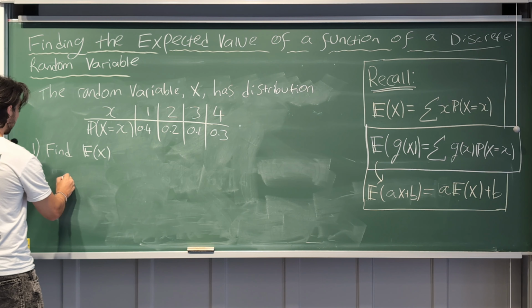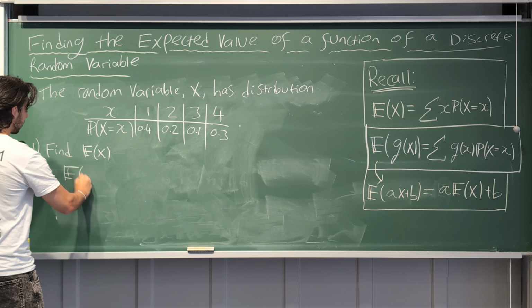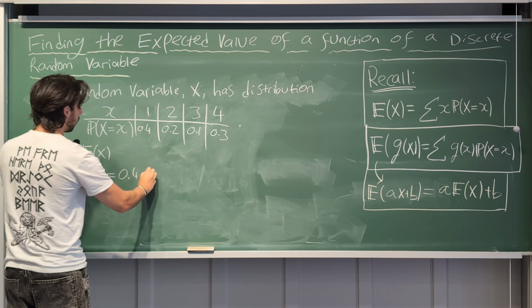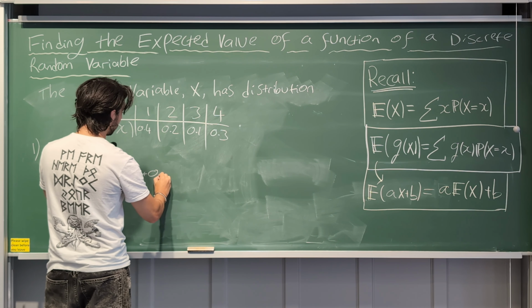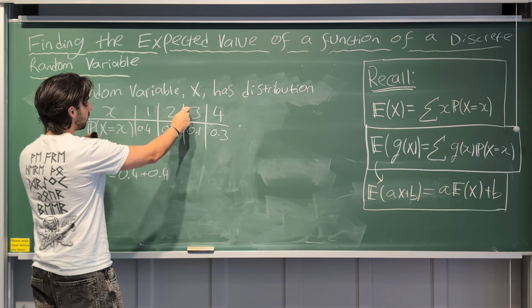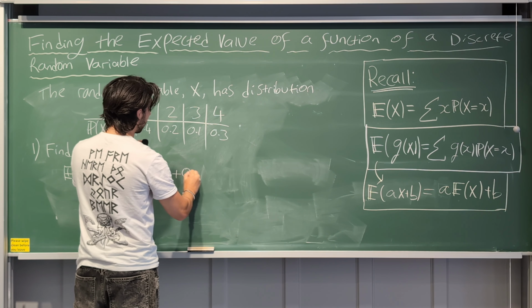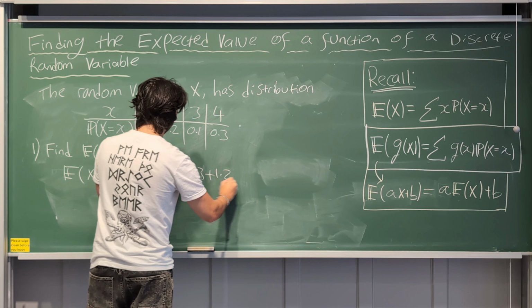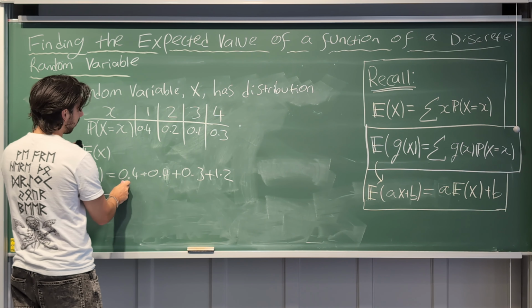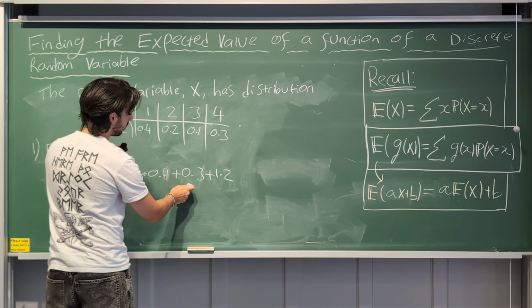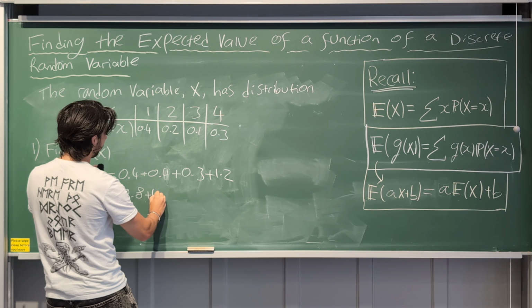So again, the way that we're going to do this is the same as always. So the expected value of x is 1 times 0.4 plus 2 times 0.2, so 0.8, or 0.4, sorry, my mental maths. 3 times 0.1 is 0.3, and then 4 times 0.3 is 1.2. And so this is 0.4 plus 0.4, so that's 0.8, plus 0.3, 1.2, so that's 1.5.